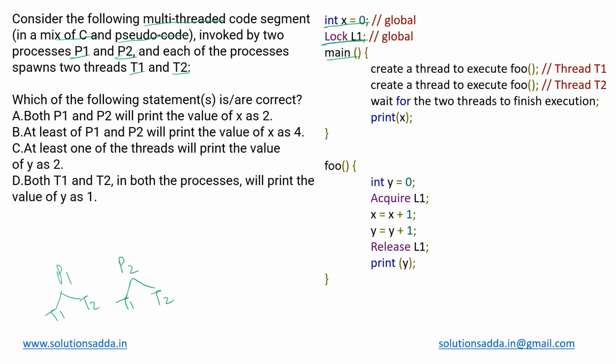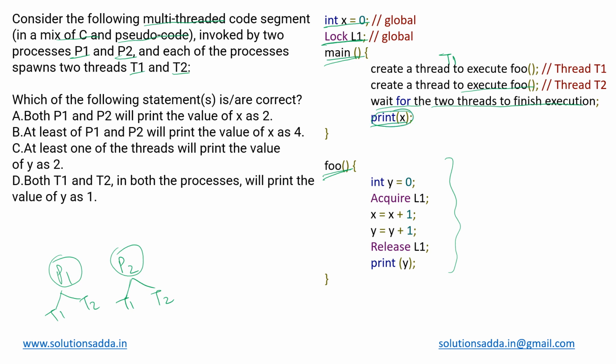Then there is this main function in which the process is creating its first thread T1, and that T1 will go and execute this function foo. In the next line, this thread T2 is being created, which will again execute this function foo over here. And the same thing is done for both the processes P1 and P2. Then we wait for the two threads to finish their execution, and then finally we print the value of X.